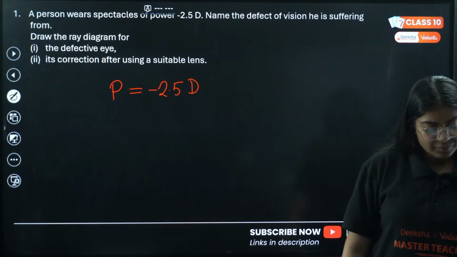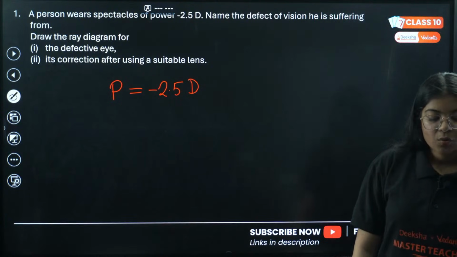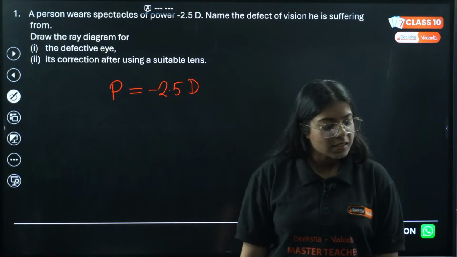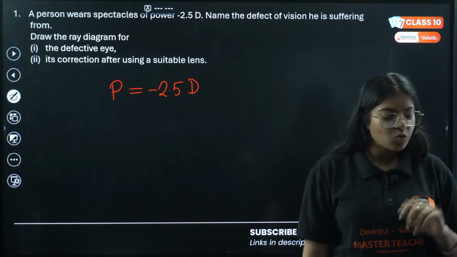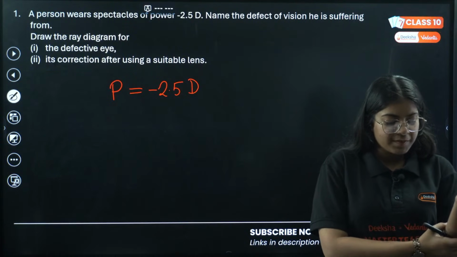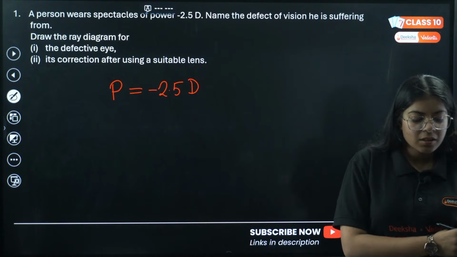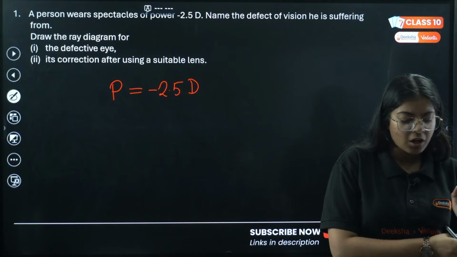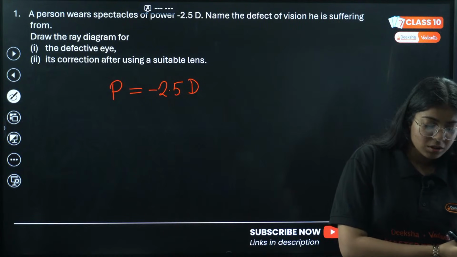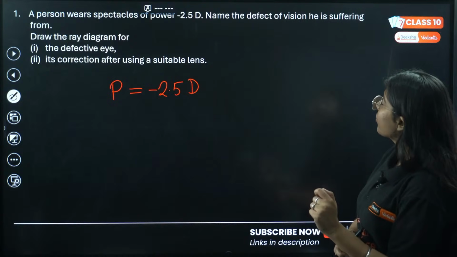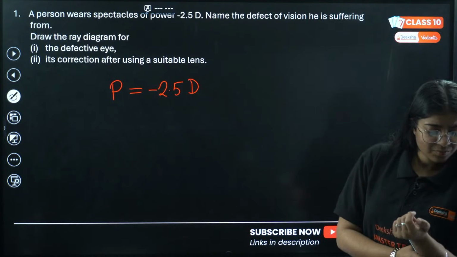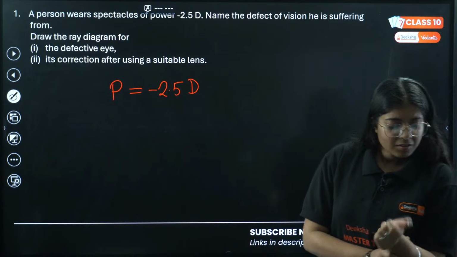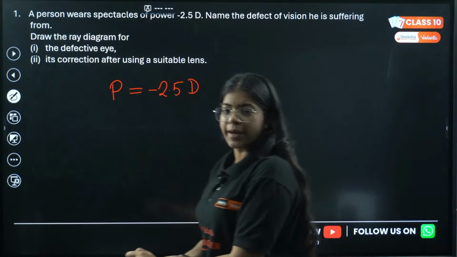Okay. What is the answer? Which kind of defect is this guy suffering from? Trev is saying myopia. Anyone else who wants to challenge Trev? Is he correct or not? Both. He is suffering from both. Why? Trev is saying both. Okay.